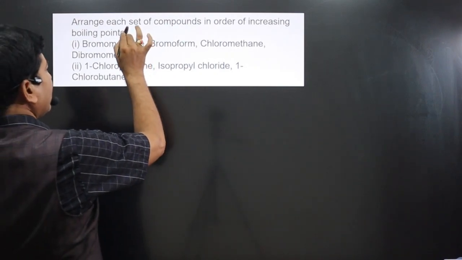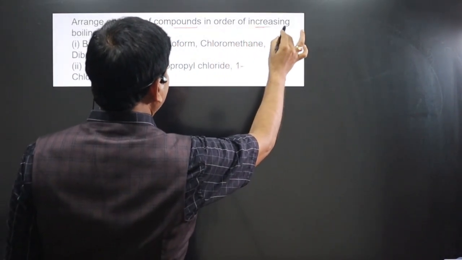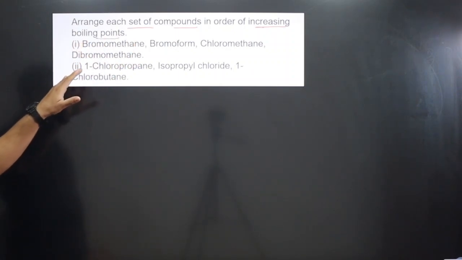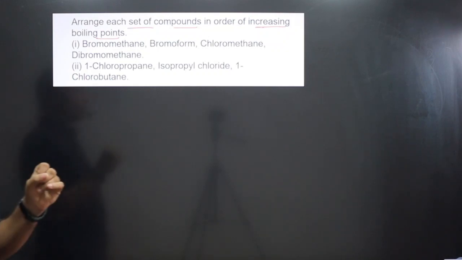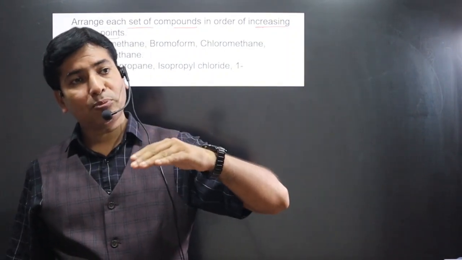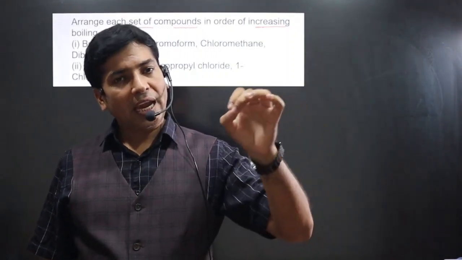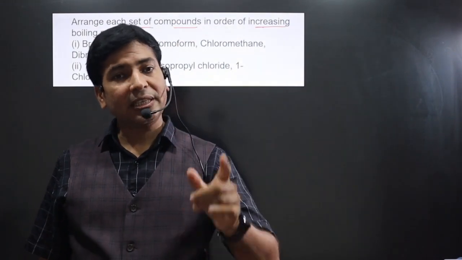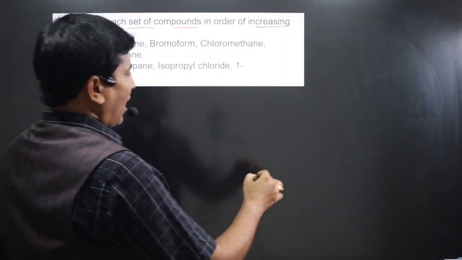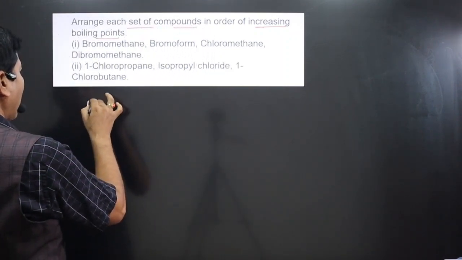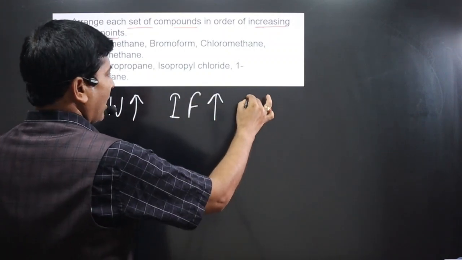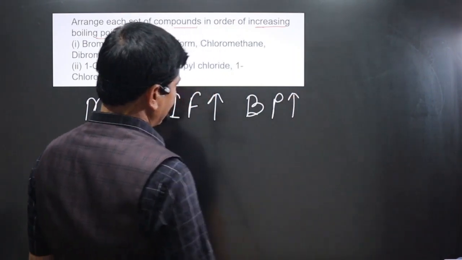The question says arrange each set of compounds in order of increasing boiling points. There are two sets of compounds given here, first and second. About boiling point we have learned, as the molecular weight of the compound increases, intermolecular force of attraction increases, and then boiling point also increases. Let me write this point. The higher the molecular weight, the higher is the intermolecular force of attraction, and the higher is the boiling point. Remember this information.